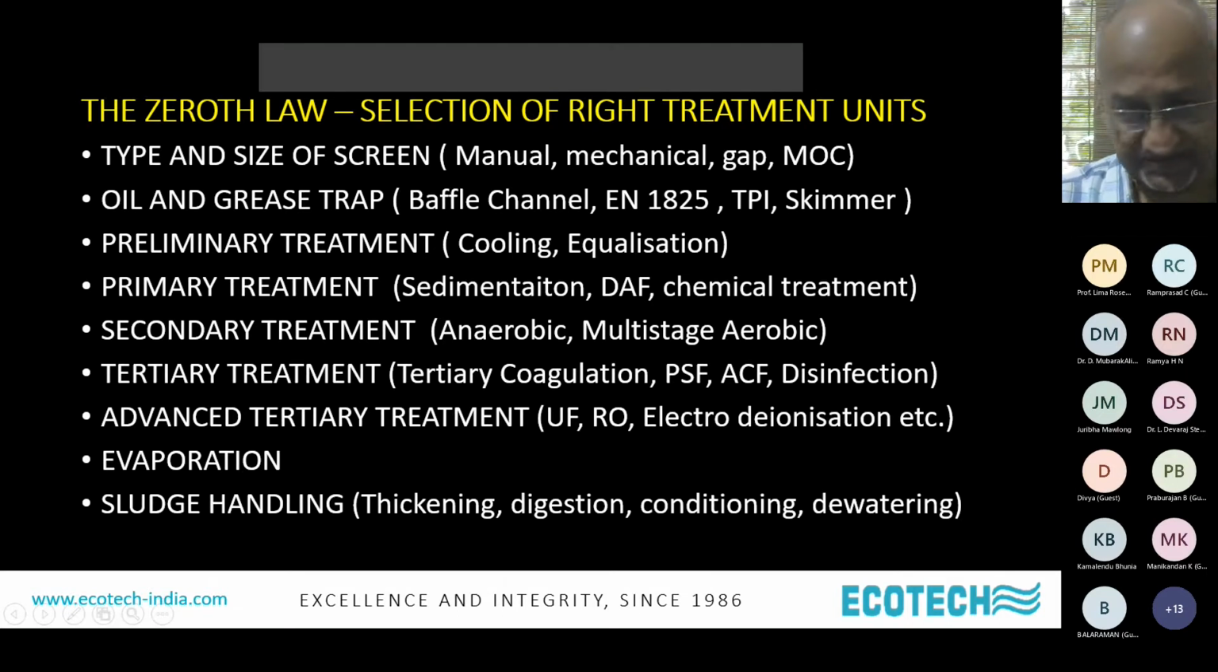Type and size of the screen, for instance, whether you want to choose a manual screen, mechanical screen, the gap between the bars in the screen, the material of construction, all these are matters of design, matters of engineering as well. Oil and grease trap. The baffle channel based on EN 1825, there are very rigorous standards, European standards for designing an oil and grease trap. Whether you want to go for a tilted plate interceptor. A tilted plate interceptor is a beautiful mechanism for removing oil and grease. High concentrations of oil and grease can be removed with the tilted plate interceptor, TPI.